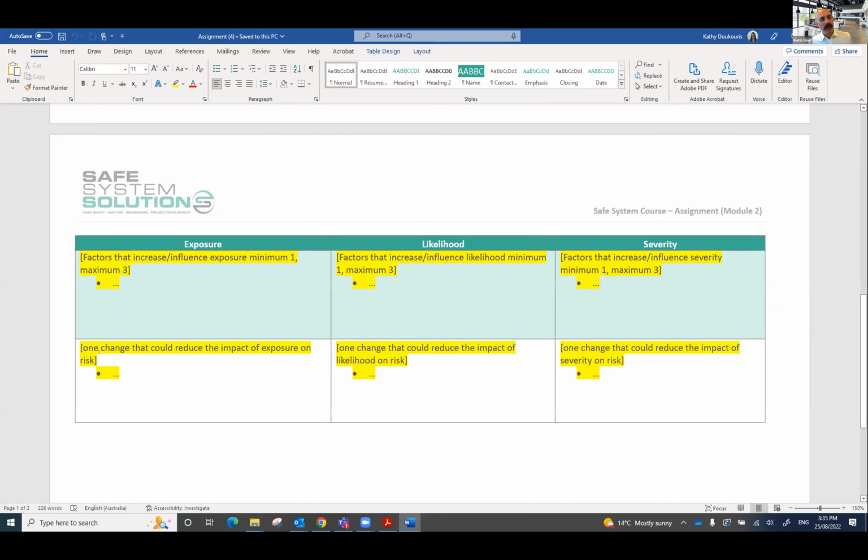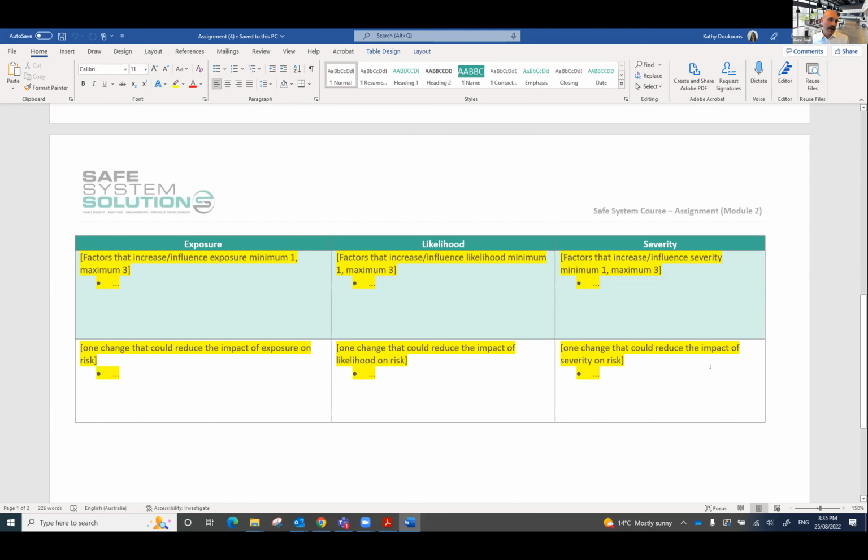And then you go through and say, right, now I can change one thing, just like you were doing for our little exercise today. But this time you're not constrained by budgets or other limitations. You simply can put anything you want that would influence the exposure to crashes, reduce the exposure to crashes. And then the same for likelihood and the same for severity.